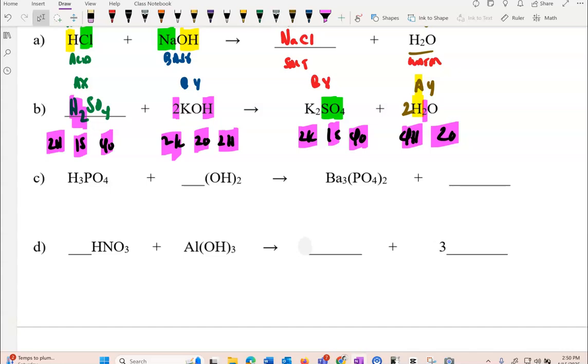And this one is asking, all right, if we know that this is going to be our A and our X, and this is our B and our Y, and this is our BX and our AY, we can save ourselves some trouble because we always know that one of our products is going to be H2O. It gives us everything. All it's asking us is, what's B? What's going to go in this slot here to hook up with this hydroxide?